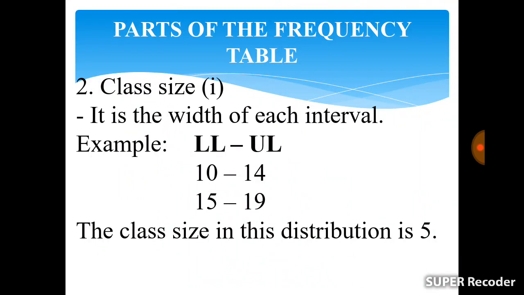Next we have the class size. So it is the width of each interval. For example, in the given lower limits and upper limits, so from 10 to 14, the class size in this distribution is 5. So you're going to subtract the lower limit from the upper limit, then add 1. So that will be your class size.